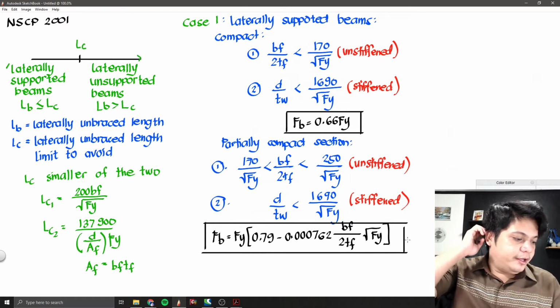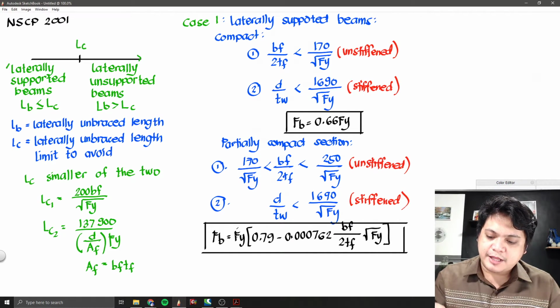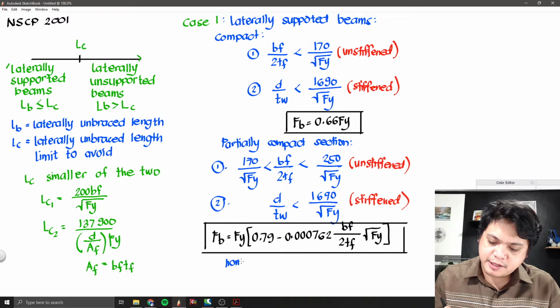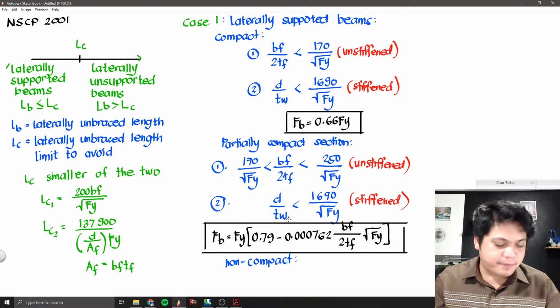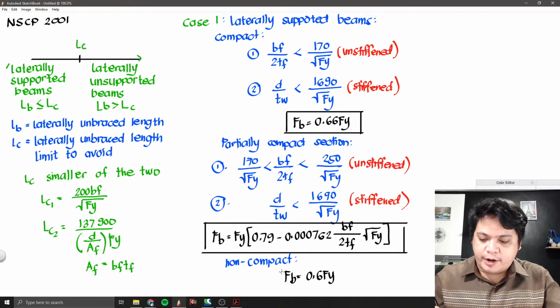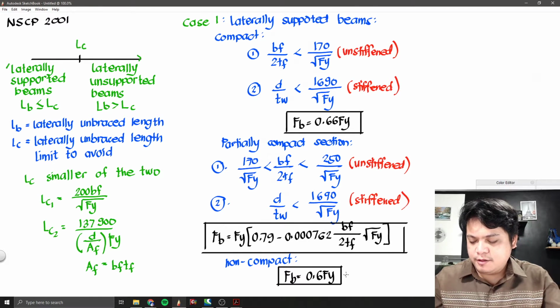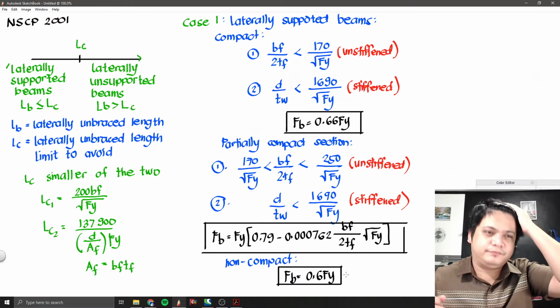Now, if any of the above conditions is met, we call that non-compact. So, when it is non-compact, the FB that we use is 0.6 of Fy. So this is what we will use. That is for only case 1.